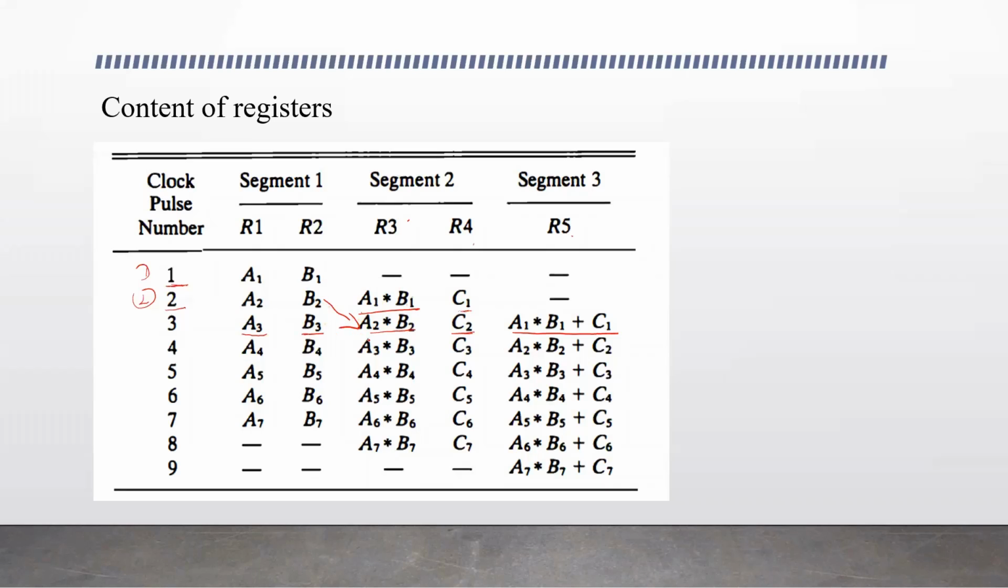And in the next clock cycle, clock cycle 4, the same thing repeats. A2 into B2 plus C2 is moved to R5. So now A3 and B3 can be multiplied and moved to R3, and C3 can be loaded into R4. And as these are moved, at the same time A4 and B4 are loaded into R1 and R2.